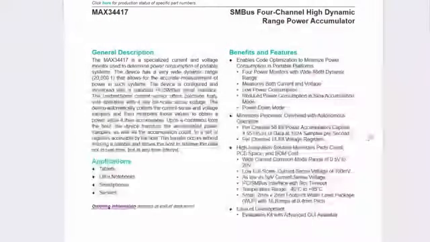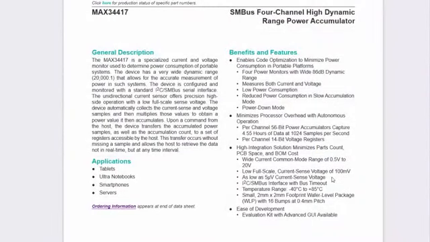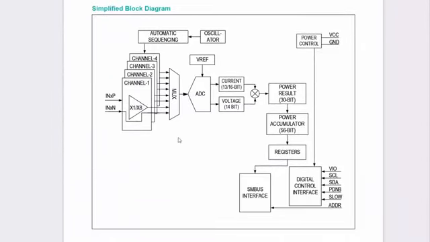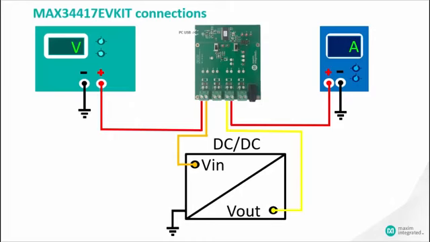Well, it's a 4-channel voltage and current monitor with a specialized power accumulator function. It's a very useful device for tracking the power consumption of portable devices, but it also means I connect the EVKIT in series with my power supply and load, and since the EVKIT GUI is set up easily to extract the collected data, I can simply allow the MAX34417 to do all the work for me as I just step through the operating conditions.